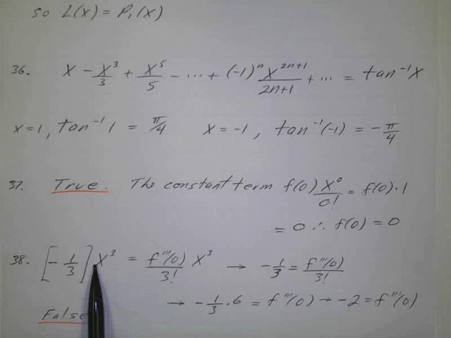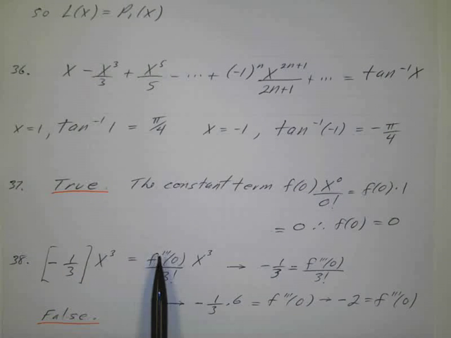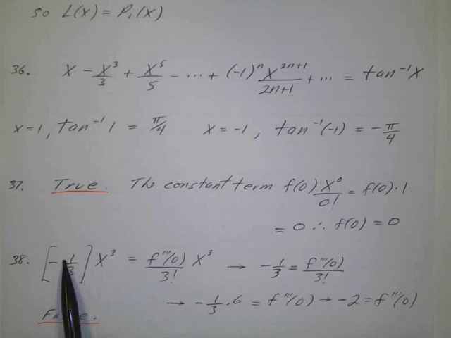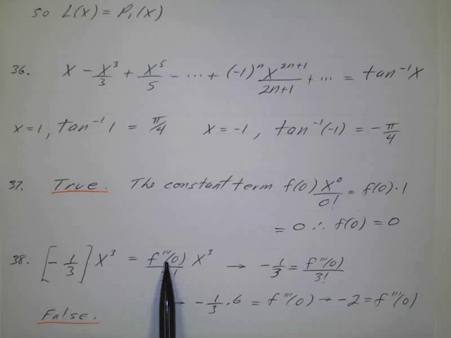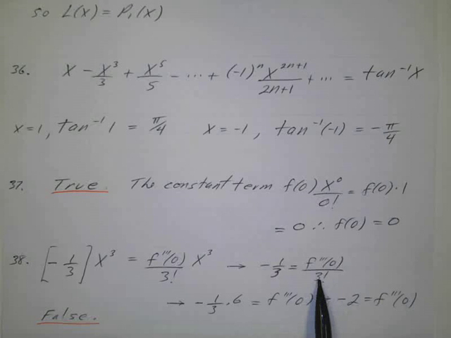On page 493, the x to the third coefficient is negative 1/3, but by Taylor's formula, it has to be f triple prime at 0 over 3 factorial. So we set these equal to each other: negative 1/3 equals this. Then I multiply both sides by 3 factorial, which is 6. So negative 1/3 times 6 equals f triple prime of 0. That's just negative 2.